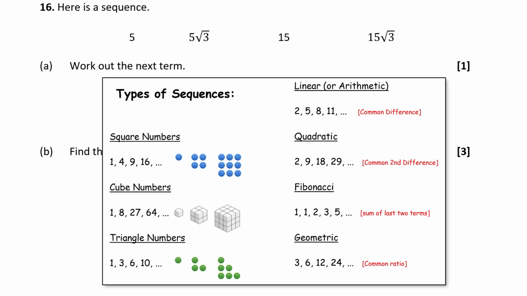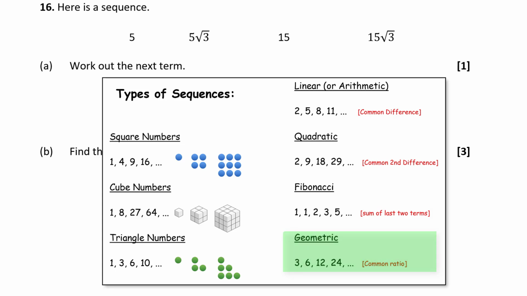Let's just pull up a list of all the different types that you need to know about. Now the first three on this list are just types of numbers, aren't they? So the squares, the cubes, and the triangles. So you should be able to rattle those off. Then the other sorts of sequences that you need to know about: linear sequences, or arithmetic, they're sometimes called, quadratic sequences, the Fibonacci sequence, and geometric sequences. Now, which one do you think this one is?